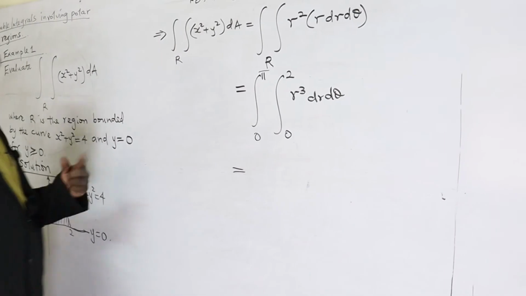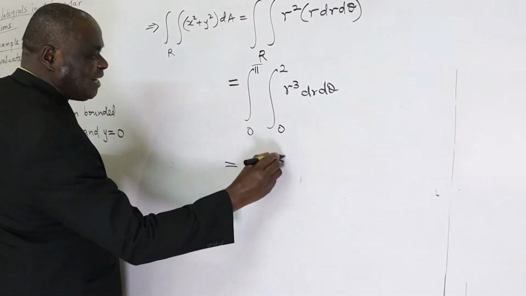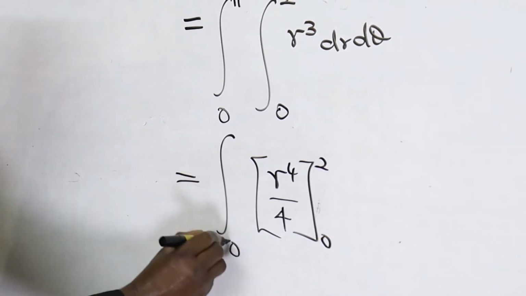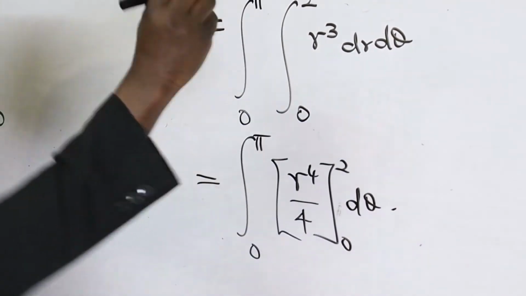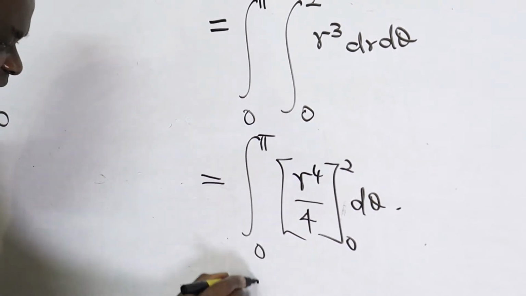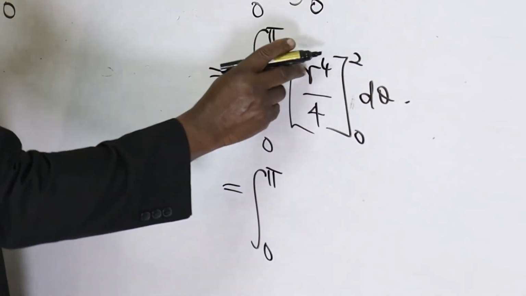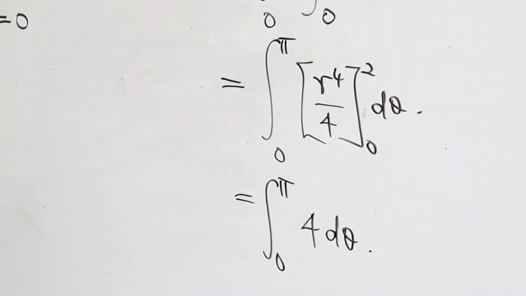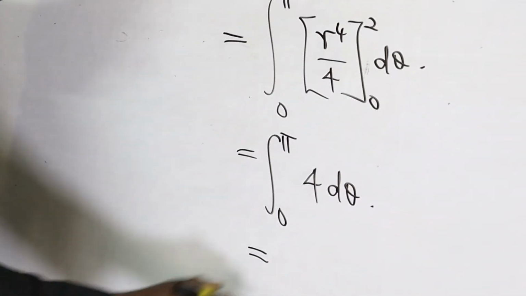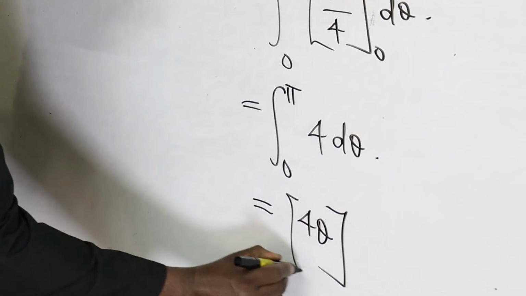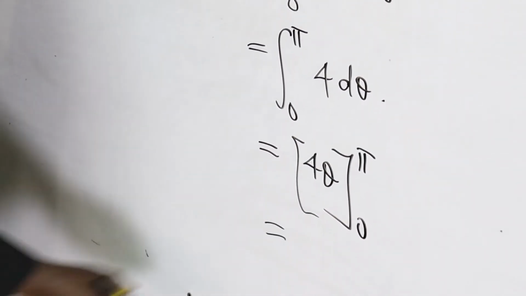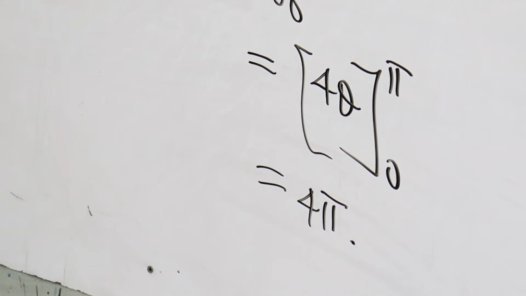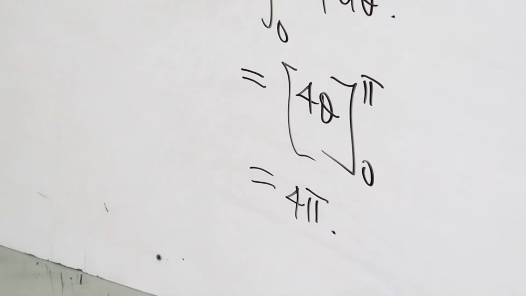So when we simplify further this particular integral, we are going to have r to the power 4 over 4, with limits 0 to 2. We remain with the integral from 0 to pi of d theta. With insertion of limits, this will be 4 d theta. When we simplify further, this will be 4 theta. We input 0 to pi, which gives us 4 pi. And that is the evaluation of this double integral over the said region, which was a polar region.